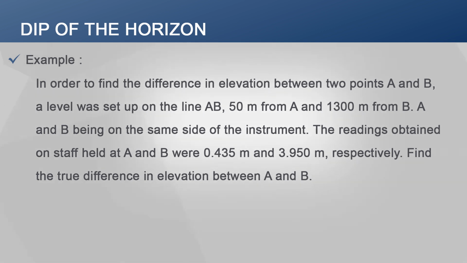in elevation between 2 points A and B. A level was set up on the line AB 50 meter from A and 1300 meter from B, A and B being on the same side of the instrument. The readings obtained on staff held at A and B were 0.435 meter and 3.950 meter respectively. We have to find out the difference in elevation between A and B.